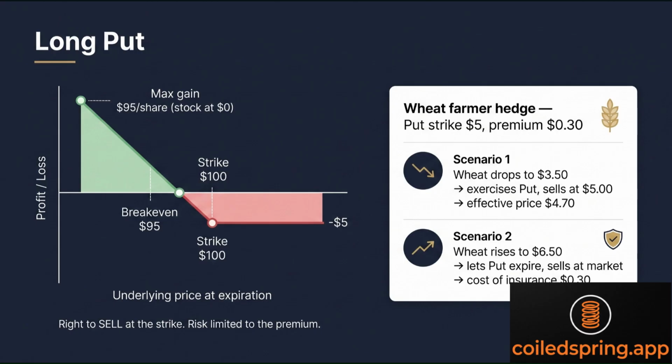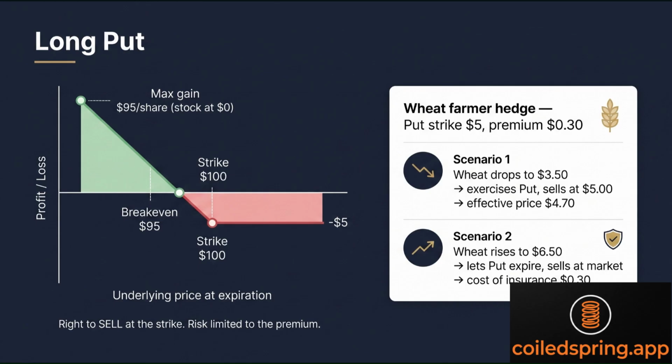Scenario 2. Wheat rises to $6.50. He doesn't exercise the put. Why would he sell at $5 when he can sell at $6.50 on the open market? He simply lets the option expire. He loses the 30 cents premium. That's his insurance cost, and this time he didn't need the insurance. But he slept well all year, not knowing which way prices would go.